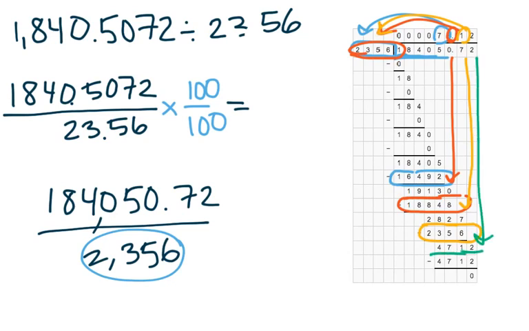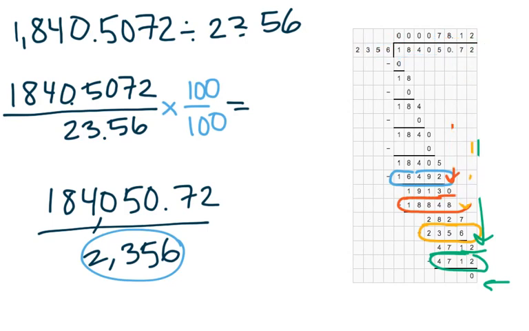The 2 comes down, and so I'm looking for how many groups of 2,356 are in 4,712. And the answer is 2. 2 times 2,356 is 4,712, and I have a remainder of 0.